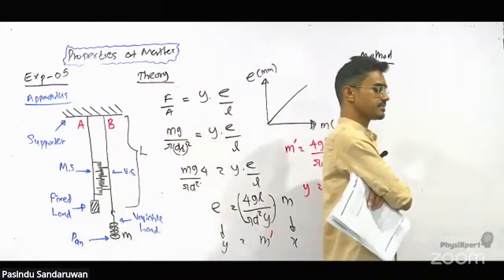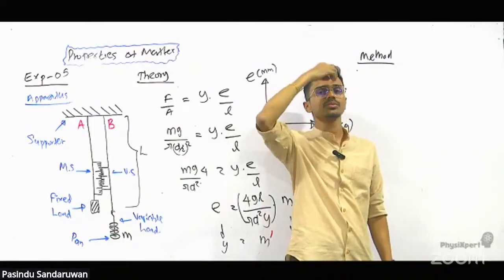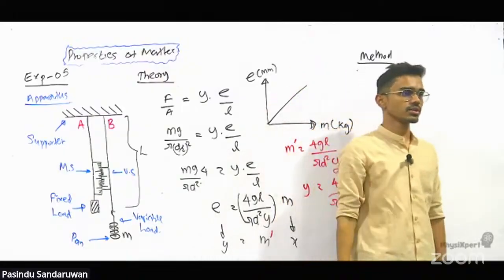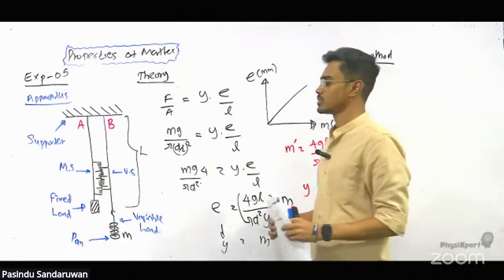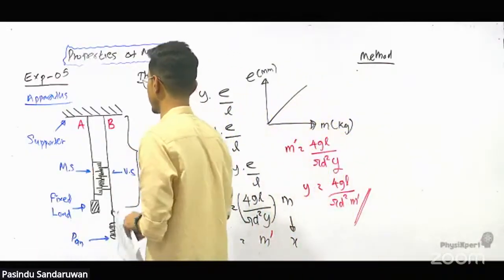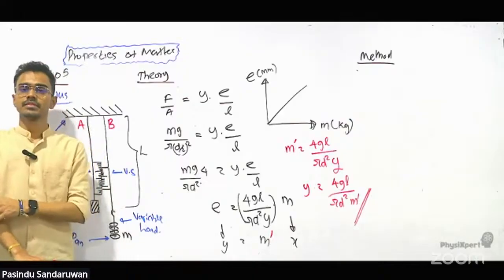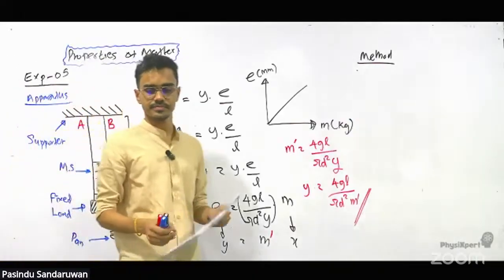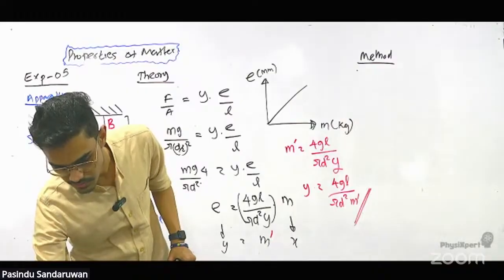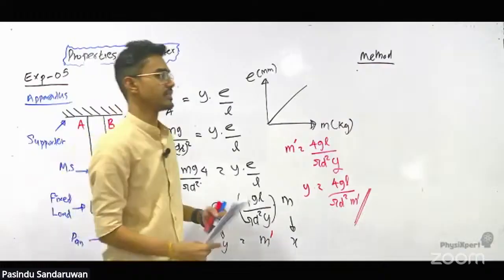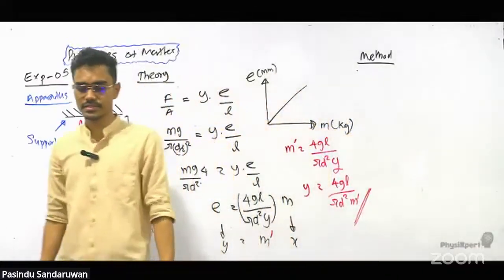Within brackets, attaching the vernier scale closer to the bottom end of wire B is more convenient when finding extensions.